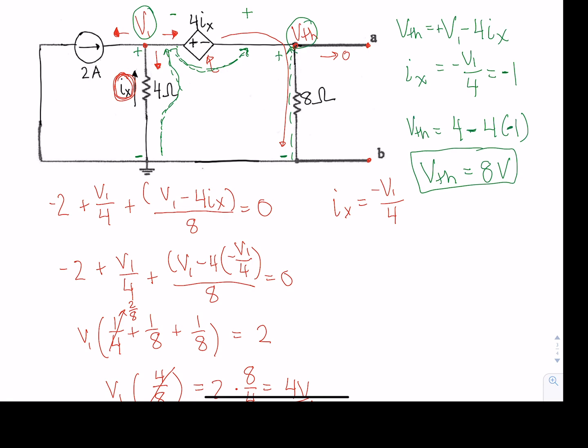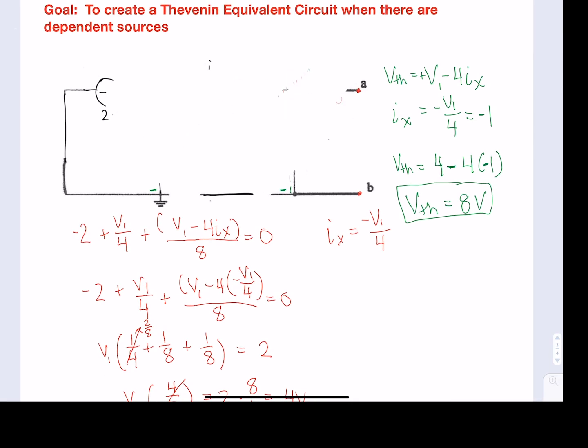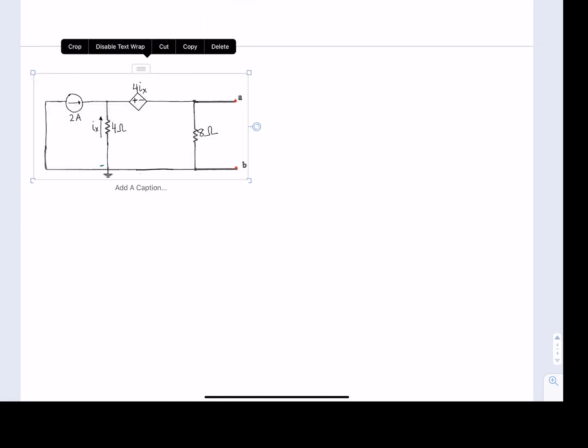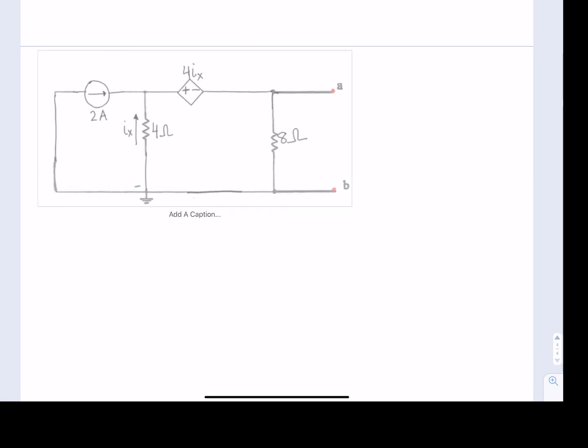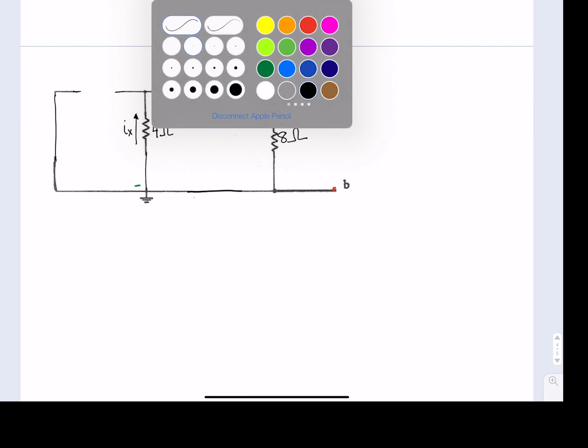So now I want to find RTH. So for RTH, I'm going to copy the circuit. Just going to erase those off so it's easier to see. And I'm going to remove the independent sources. So erasing this independent source becomes an open for this one. I'm going to leave in the dependent source. And I'm going to apply an external source.